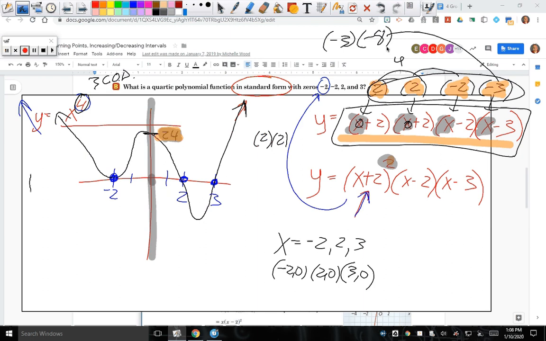Is it better to draw after you figure out what your y-intercept is, or can you just kind of squish it where it looks like? You could squish it wherever, yeah.